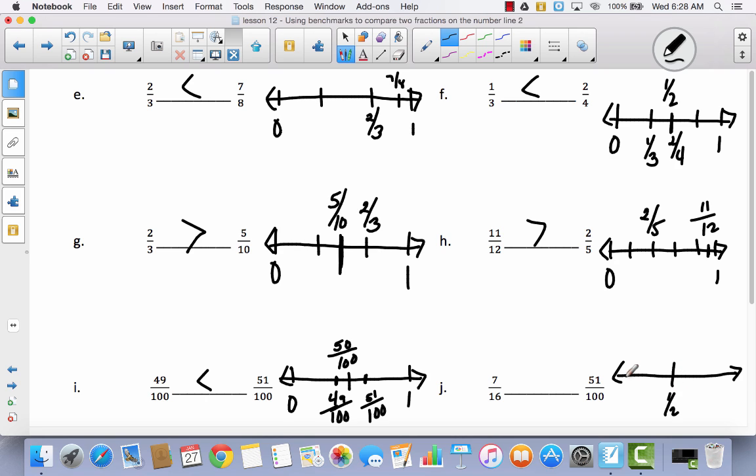So if this is half and this is 0, and this is 1, then this would be 51/100ths. And what do we know about 7/16? What would be half of 16? Well, if 8 is half of 16, then 8/16 is half. So 7/16 is going to be less than half. So 7/16 is less than 51/100ths.